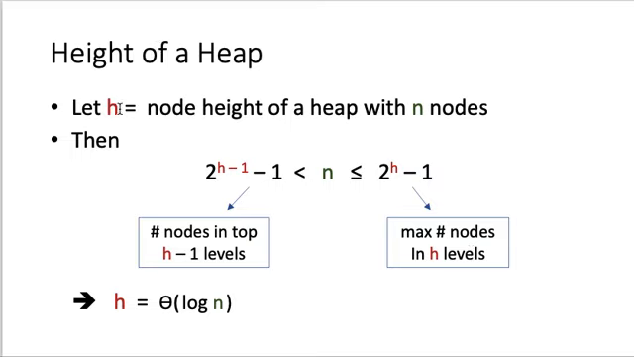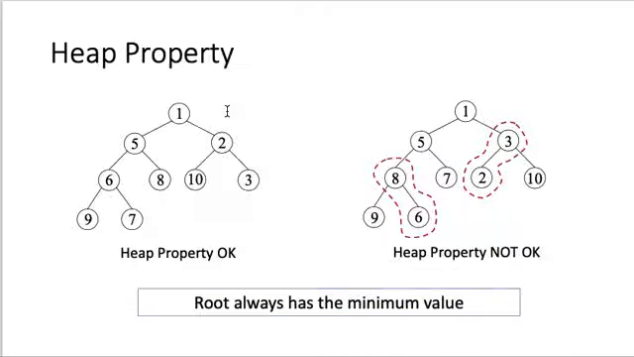So let's say h is equal to the height of a heap with n nodes. Now when we talk about the height of a tree or height of a heap, there are two different ways that we can talk about it. We can count the number of edges on the longest path from root to leaf. So here the height is 1, 2, 3, 3 edges.